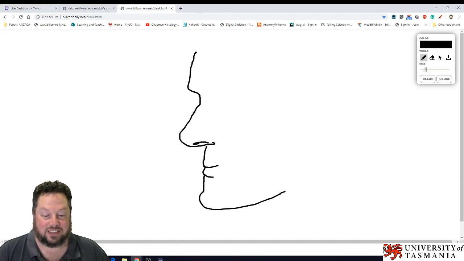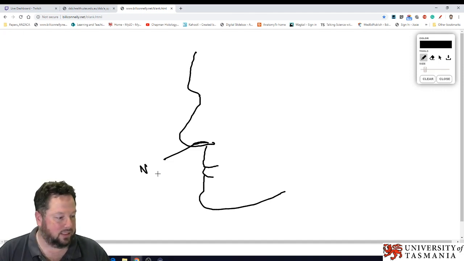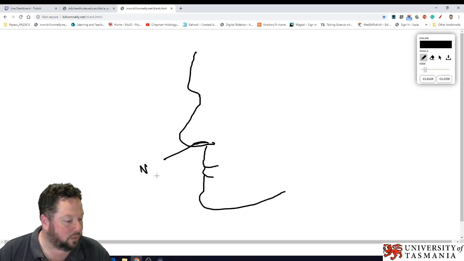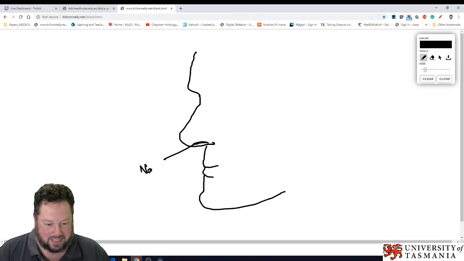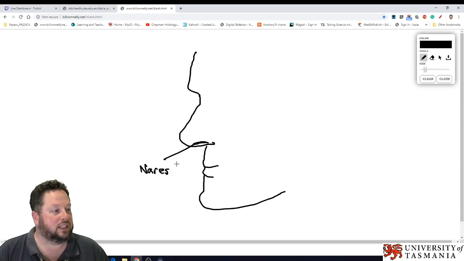So here's their nose. Who remembers what the little opening to the nostril is called? The anatomical name for it. Starts with N? Nares, good, well done. So it's the nares. Well, there's two. There's nares, but the singular, of course, is a single naris.